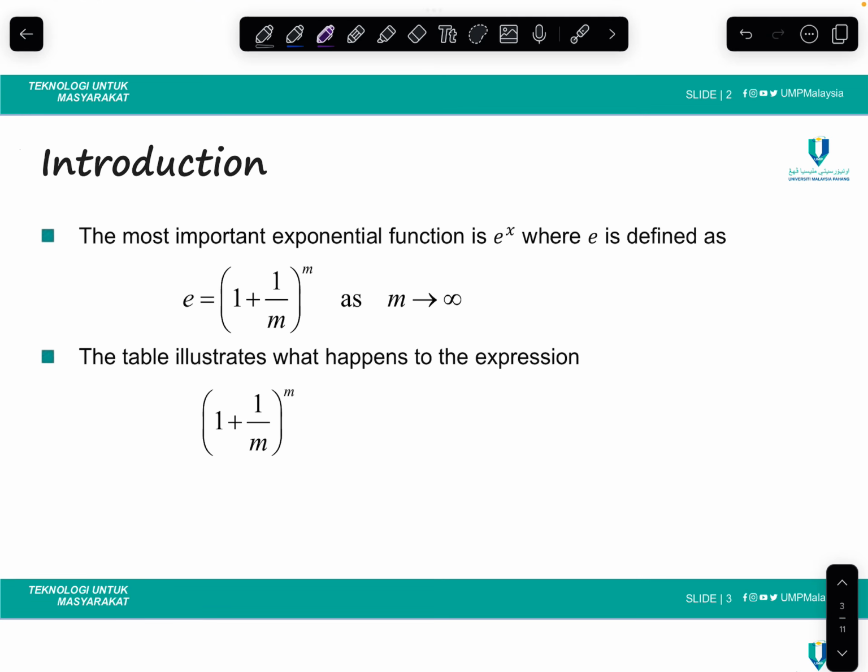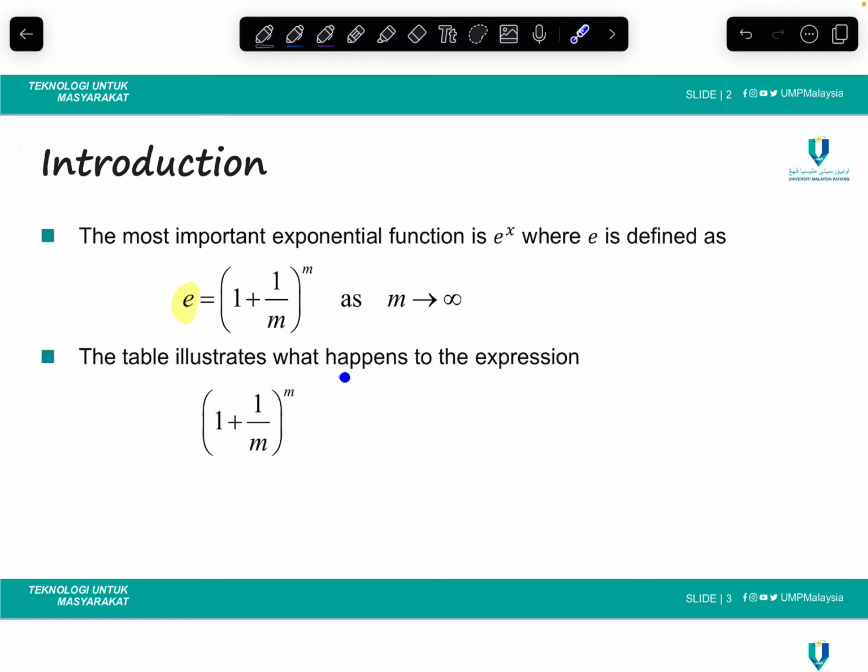Okay, what is the natural exponential function? It is denoted by the symbol e. You can find it on your calculator button, and you need to know how to press e correctly. The most important exponential function is e to the power of x, where e is defined as e equal to (1 plus 1 over m) to the power of m as m goes to infinity.